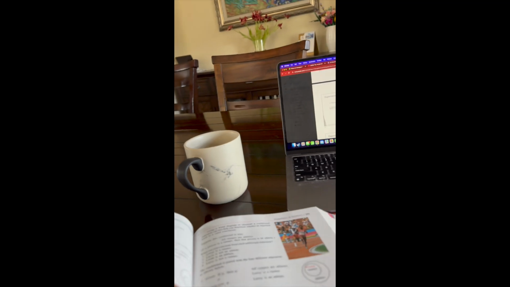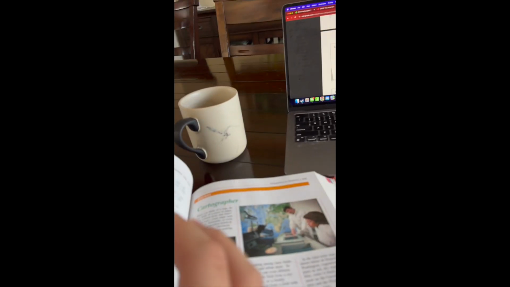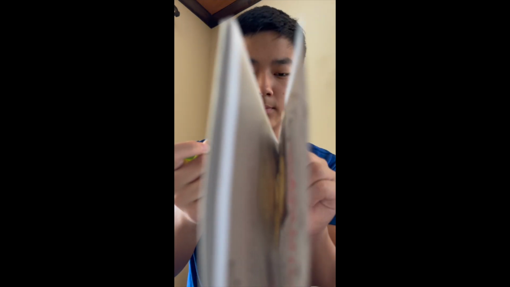10 pages, right? So 1, 2, 3, 4, 5, 6, 7. I'm just gonna set the camera this way. 8, 9, 10. And this doesn't seem thick enough, so I'm gonna do 20: 11, 12, 13, 14, 15, 16, 17, 18, 19, 20. And now, because I have my ruler here, I'm going to measure it, right?